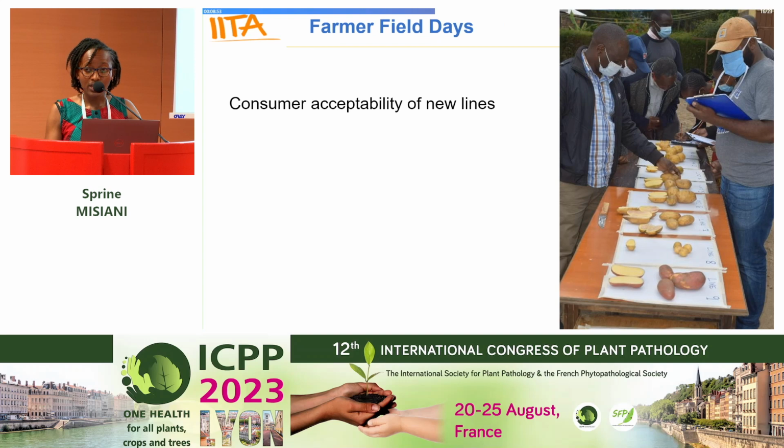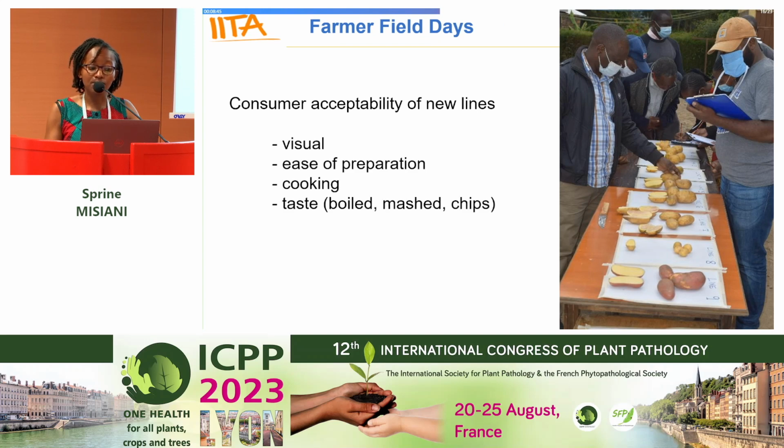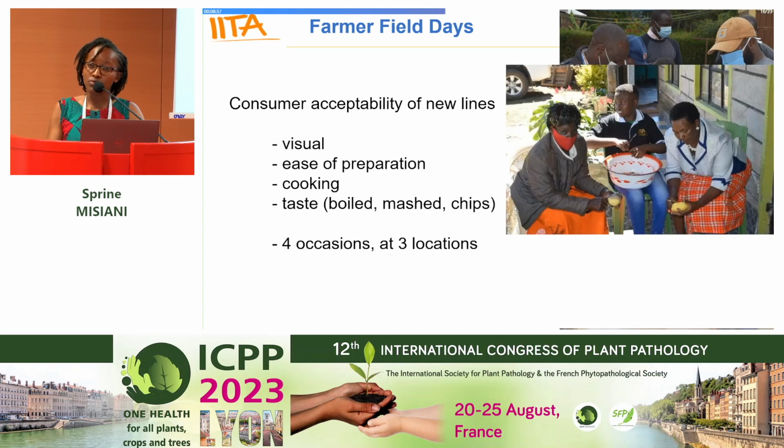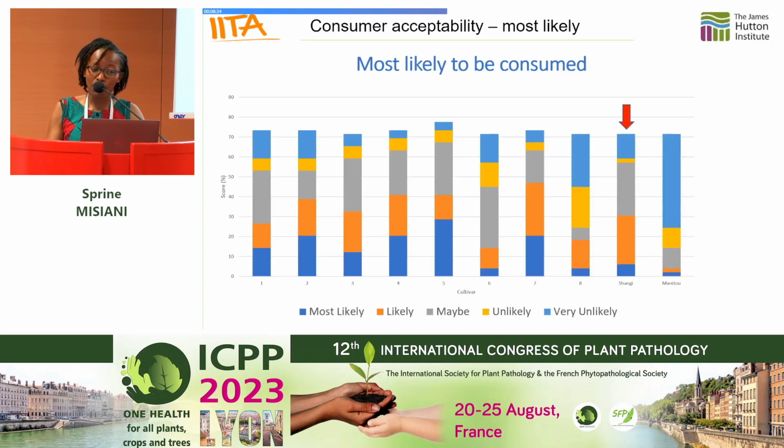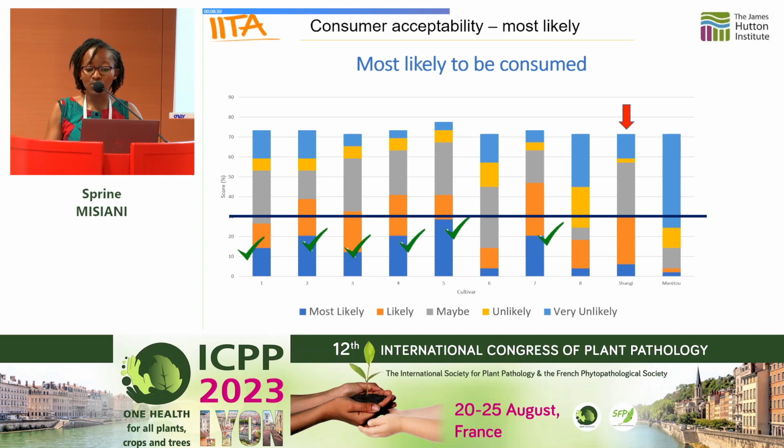So we decided to have different farmers' field days where we could compare the different tastes. And we could see that, yes, farmers were accepting the potatoes, and we had them boiled, mashed, and in chips and in different locations. And the response and the feedback was the same, as you can see. When you compare that to Shangi, we had 6 out of the 8 varieties that farmers could actually like.